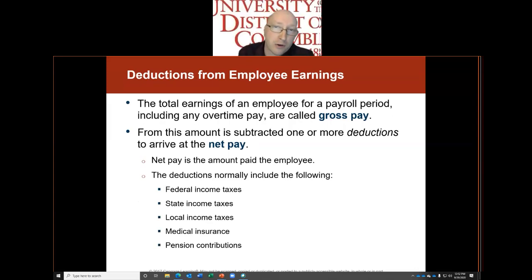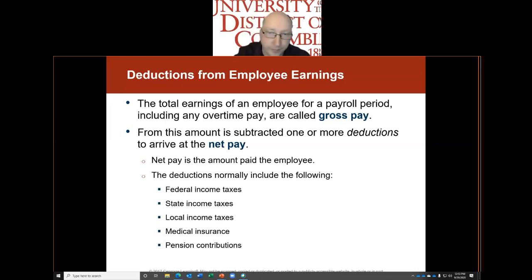There are other deductions from employees' earnings. You have what's called gross pay. Those are all of your earnings before any deductions or taxes. And then you have net pay. Net pay is what you actually get in your paycheck. That's the amount that actually gets deposited to your bank account. Gross pay is before any deductions and any taxes. Net pay is after all of the deductions and taxes.